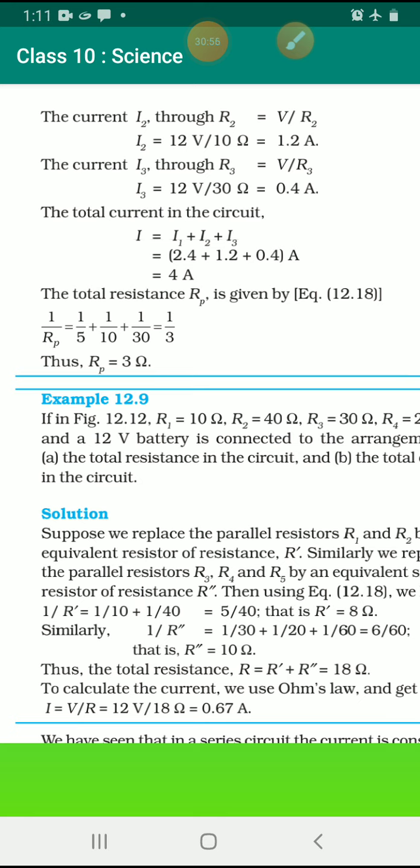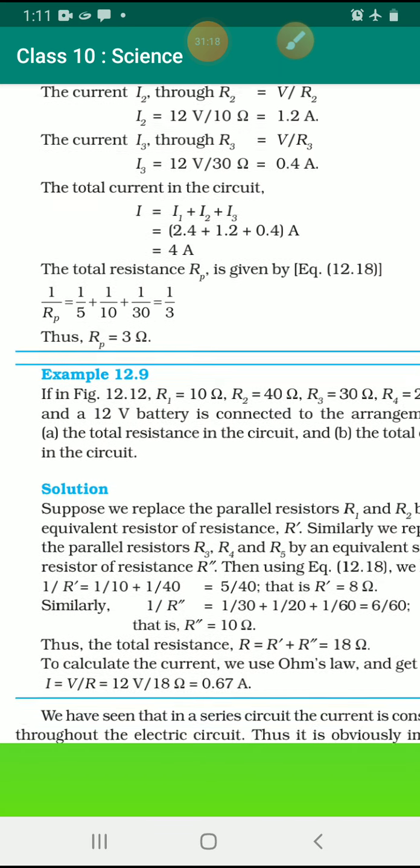So the answer comes as 40. When we put the decimal point from the right, it becomes 4.0. We don't write 4.0, so we directly write 4 ampere. Ampere is nothing but the unit of current.